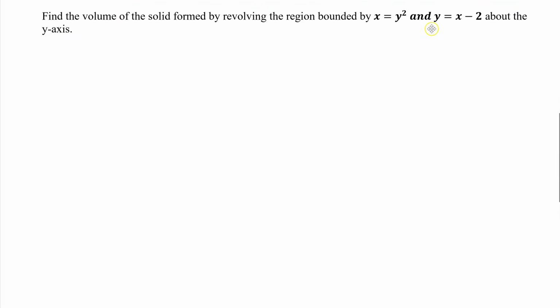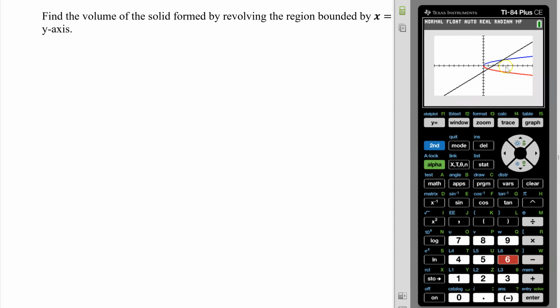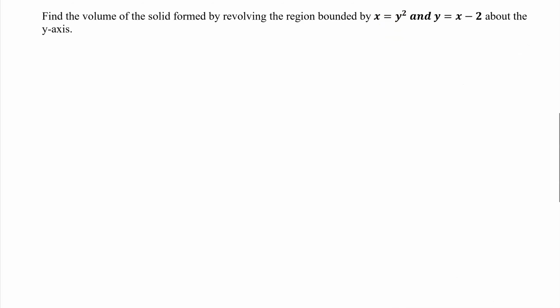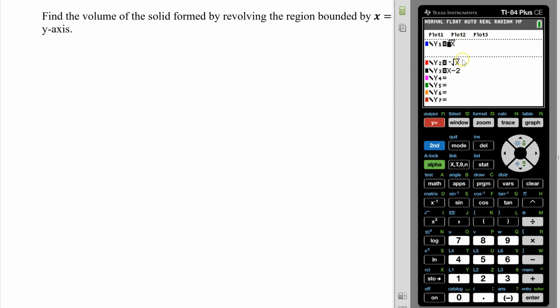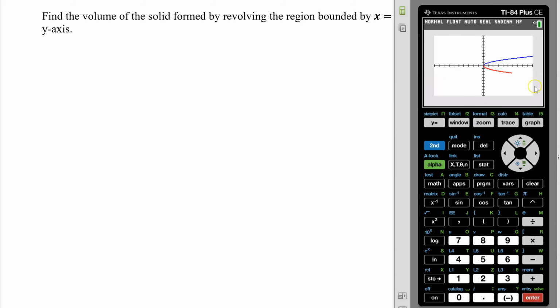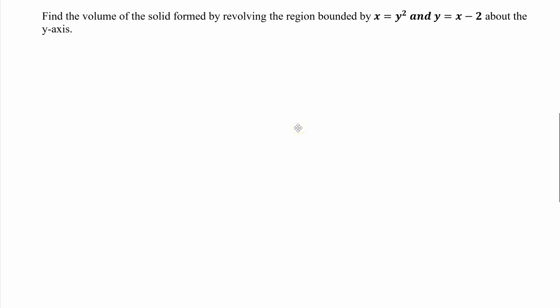I'm going to do a calculator first, and then by hand, because this is not too bad by hand. So there's what our graph will look like. To do that, you have to break up the x equals y squared into a square root of x and a negative square root of x, because this needs to be y equals. And the other one is x minus 2. So if we hit Zoom 6, there is our graph right there. So we're going to do this by hand as well, but that's the picture that we need.